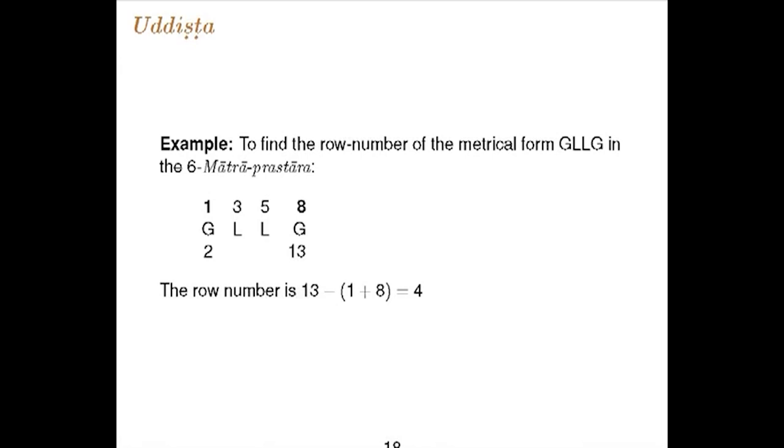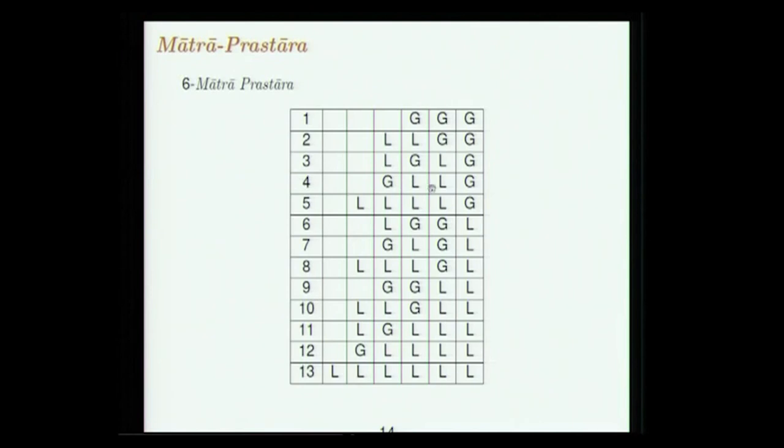So, write 6 sankhyankas, 2 for each guru, 1 for each laghu. The one that you are writing for guru, write 1 above and 1 below. Add the numbers above the guru, subtract it from the total number of metrical forms for 6 matras, which is 13. What remains is the row number of GLLG in the matra vritta prastara of 6 matras. So, let us go back to 6 matra vritta. So, GLLG is 4, that is the row that we have.